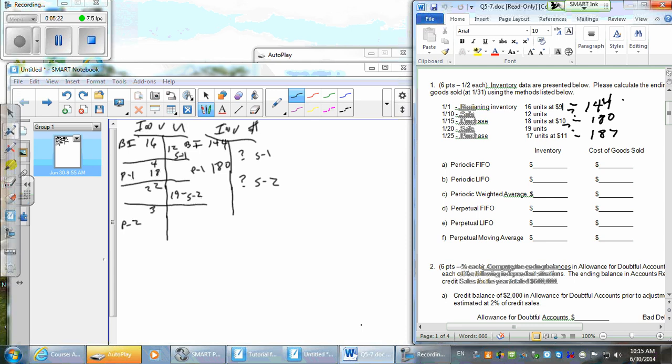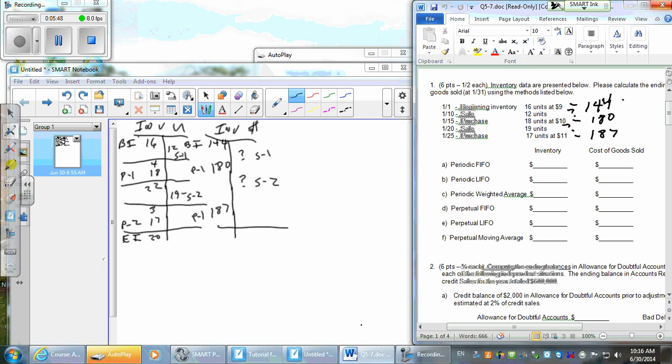How many is that? 17. How many units do you have in your ending inventory no matter which method you use? 20. I think the ending inventory is 20 units, and if you don't know that, you're done, right? You just can't do the problem. All right, so how much did those cost for purchase 1? 187. Big deal. Even I can do this.